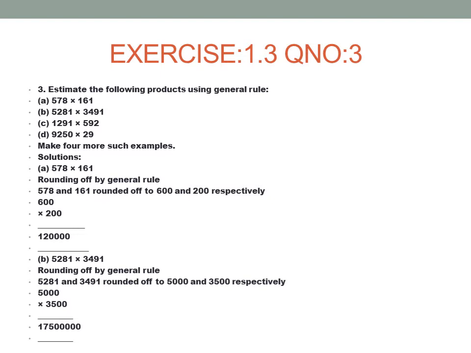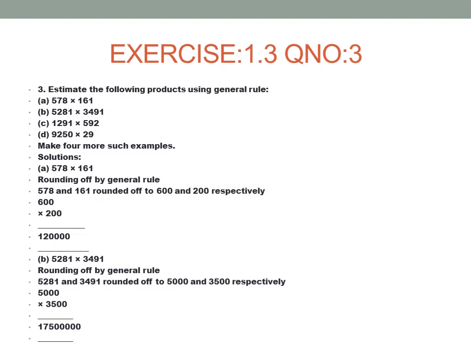Now these numbers 578 and 161 we can change to 600 and 200. Then you have to multiply them. When we are estimating, we have to round off according to the general rule. Now if you multiply 600 into 200, we get 6 2s are 12, and then the number of zeros. How many zeros are there? 4 zeros, so you add 4 zeros: 1, 2, 3, 4. So what is your final answer? Your final answer is 1,20,000. Yes, very good.